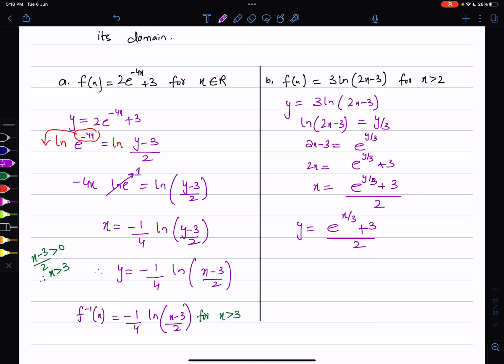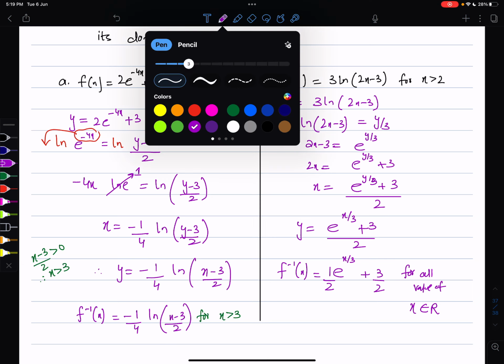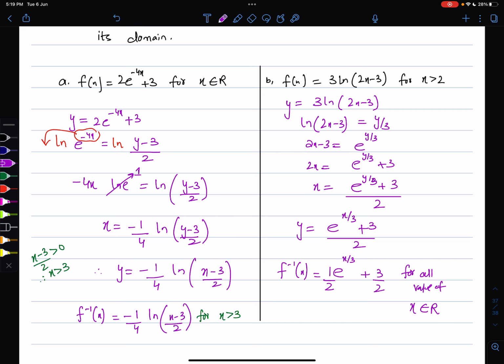Alright, now f inverse of x equals 1 upon 2 times e to the power of x upon 3 plus 3 upon 2. Now we don't have any restriction. The inverse function is an exponential function, and it doesn't have any restriction for the values of x, so it is defined for all values of x. So we may write x belongs to the real set. So that's the answer for this question. Thank you for watching this video.